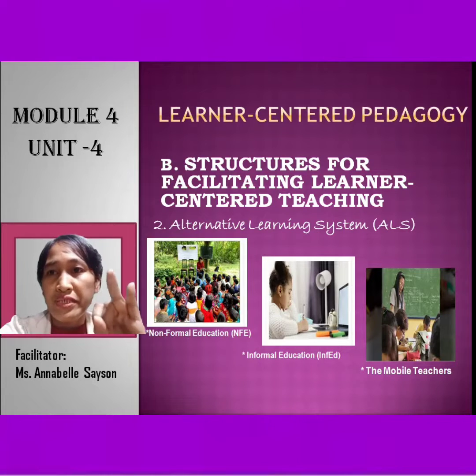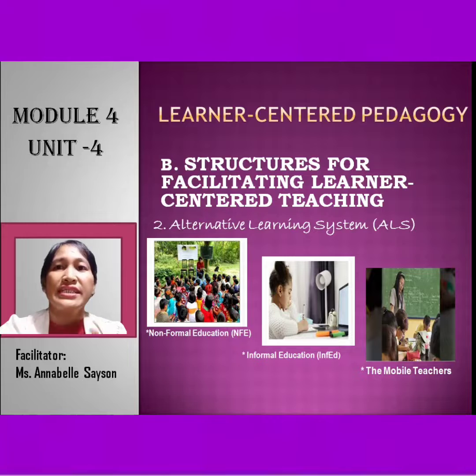The number 2 is informal education. It does not have the structures and levels that formal schools have. It is more natural and spontaneous, meaning the information that the learner gets through this form of education comes from learning from experience. And the number 3 is the mobile teachers.